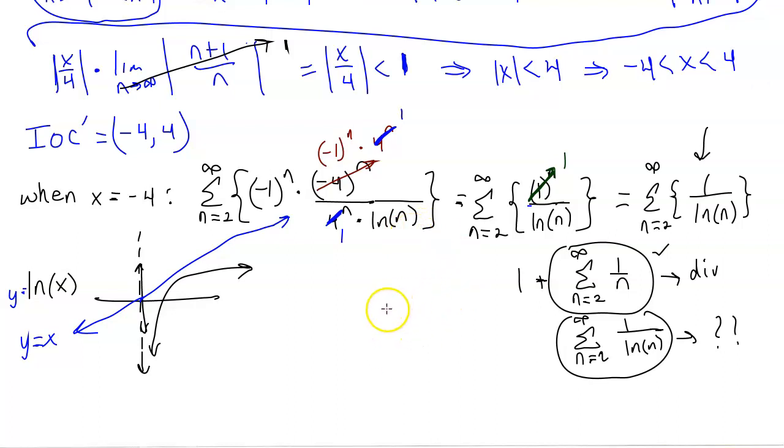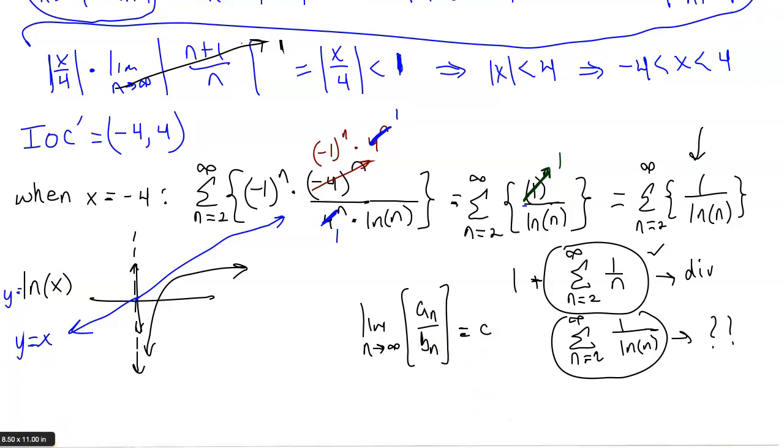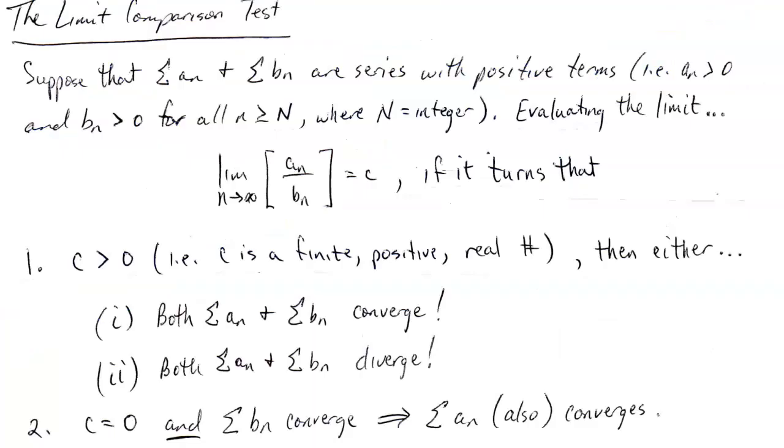So the limit comparison test tells us that if we do the limit of a sub n over b sub n, based upon what value of c we get, we get different outcomes. I'm just going to put c here. So we want to know what the limit comparison test says. Again, we have a lot of different outcomes here. So let's take a look back at what the limit comparison test actually says.